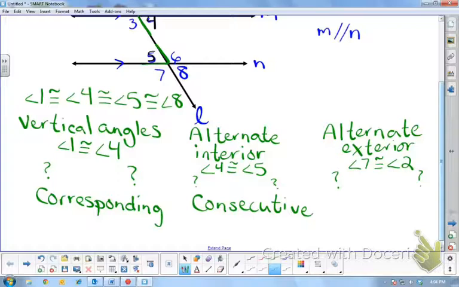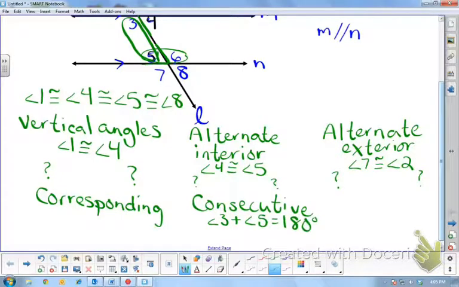If we know angle 4 equals angle 5, and angle 3 equals angle 6, then 5 and 6 together add to 180. Well, that means if 6 is also the same as 3, then 3 and 5 would also add to 180. So we call those consecutive. They're right next to each other on the same side of the transversal. Angle 3 plus angle 5 would equal 180 degrees.